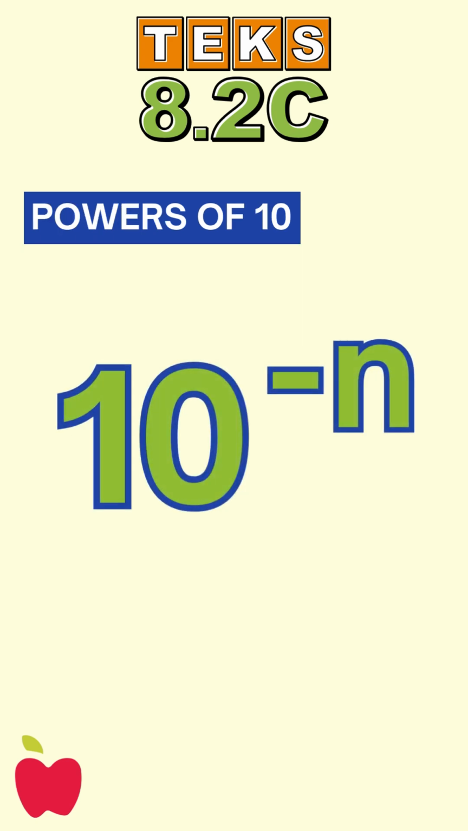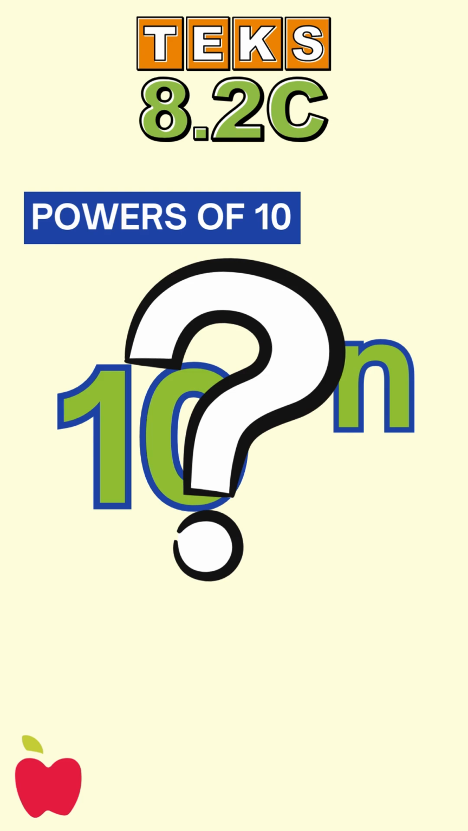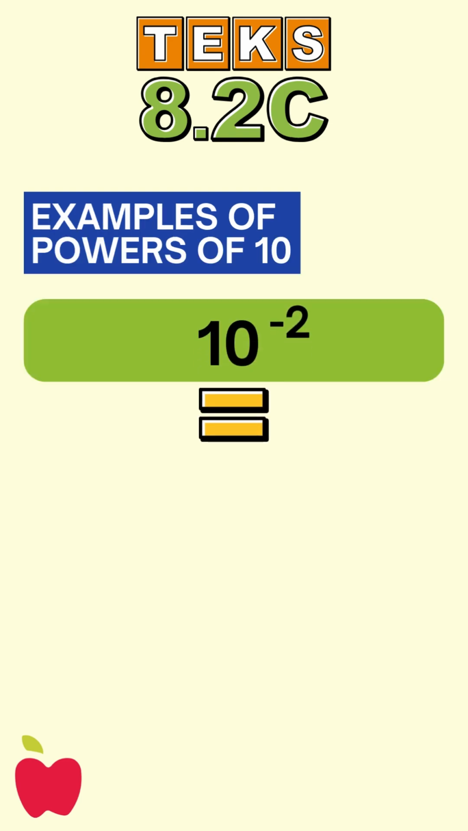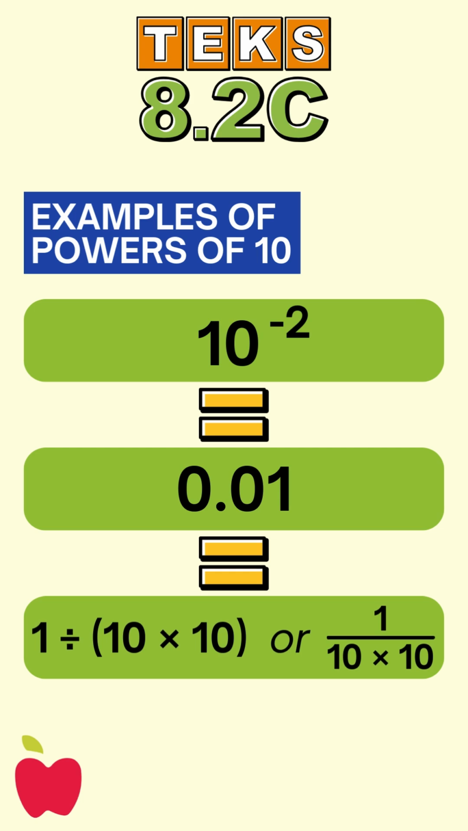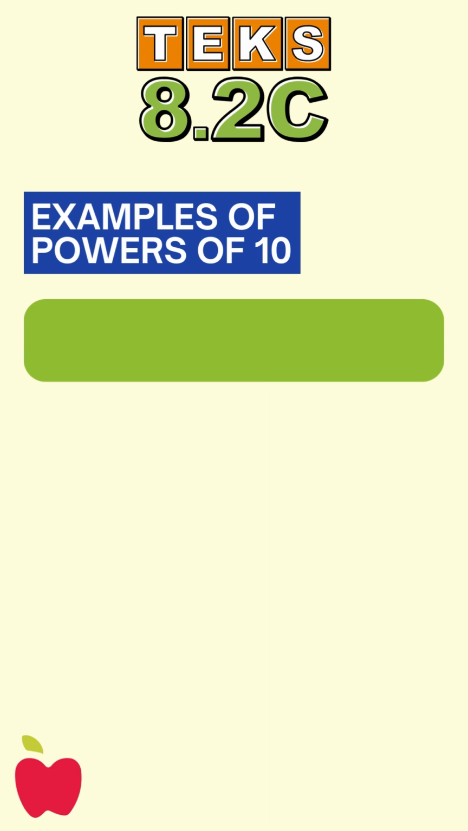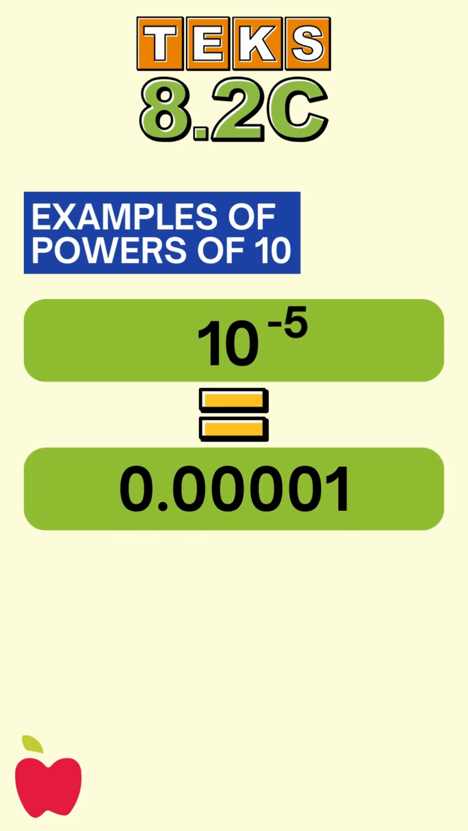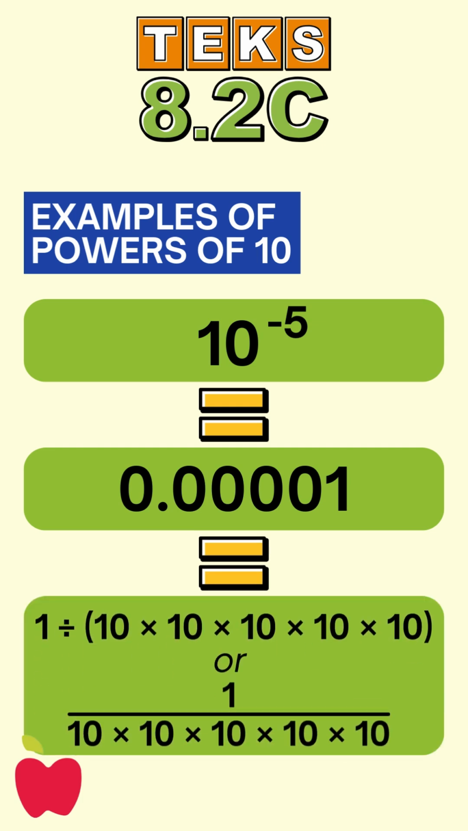But what happens when the exponent is negative? 10 to the power of negative 2 equals 100th because 10 to the power of negative 2 means 1 divided by 10 multiplied by itself twice, or 1 divided by 10 times 10. 10 to the power of negative 5 equals 100,000th because 10 to the power of negative 5 means 1 divided by 10 multiplied by itself 5 times, or 1 divided by 10 times 10 times 10 times 10 times 10.